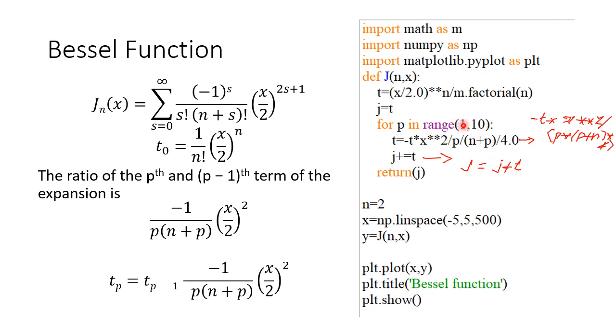So we repeatedly calculate the present term using the past term and add that to the jn of x. We will calculate such 10 terms. So that means basically after this iteration, j contains the sum of the first 10 terms: 0th term, first term, second term, etc. up to the 9th term. Then we will return that value.